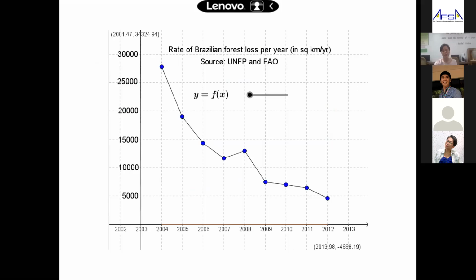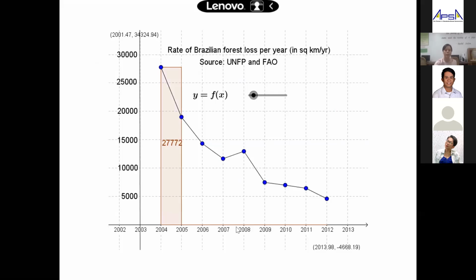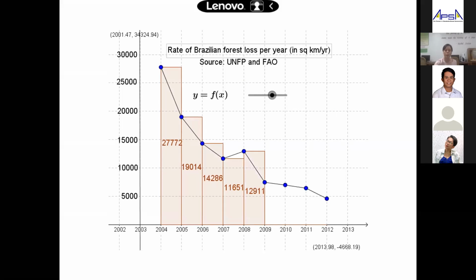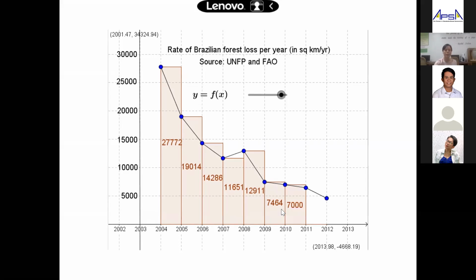Okay? Siguro something that maybe is simpler. So, here we have the rate of Brazilian forest loss. Unfortunately, the Amazon forest is losing trees. So, ganito karami yung trees na na-lose niya from 2004 to 2012. If I add all of them, this will be the total forest cover loss. Okay? So, again, area under the rate, that gives you the total.